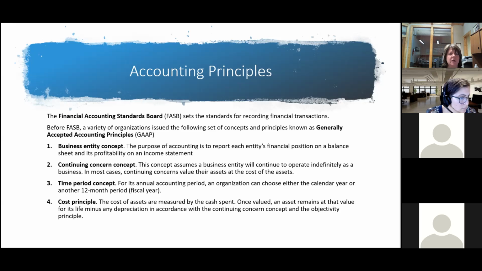So continuity and concern concept. So continuing, every business, hopefully, is going to be a going concern. That means it's going to continue on. The period of time concept is a 12-month period. Most companies are either fiscal year or calendar year. Fiscal year can be any year that a company chooses. So a ski resort, for instance, may have their fiscal year ending in April versus December 31st. So it can be anything a company chooses.